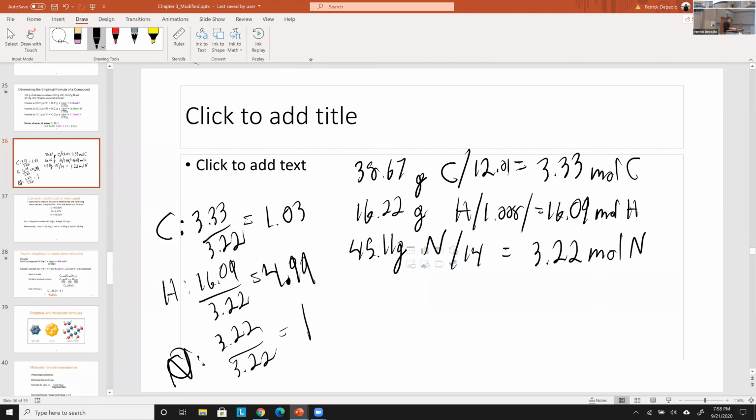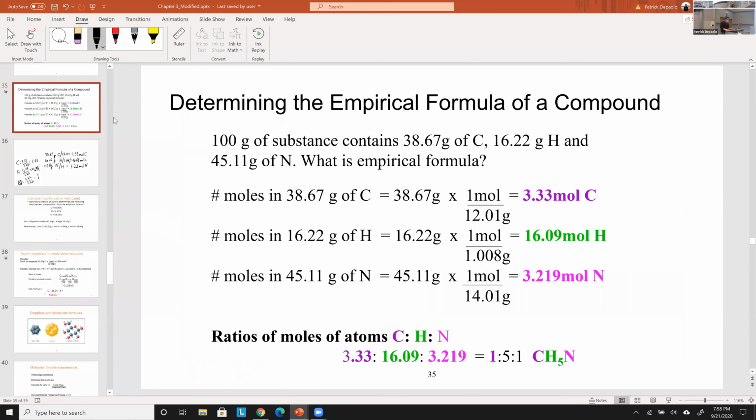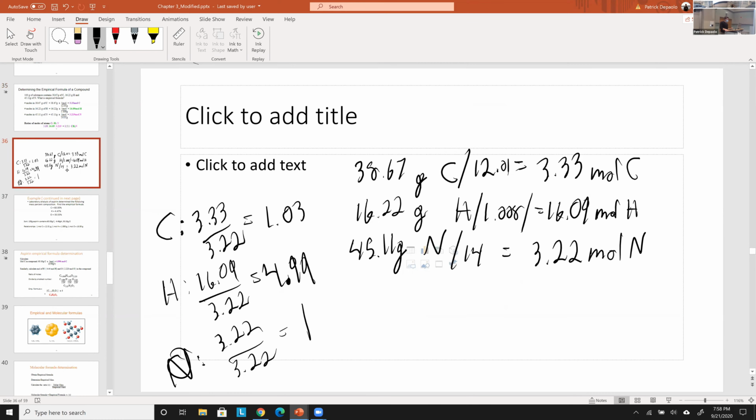Yeah, I got 3.22 for the moles of carbon. Oh, you got that. Oh, did I misread it? Huh. It's in the work up here. It says 3.33. I don't know. Yeah. Whatever. Idea is it's close enough.